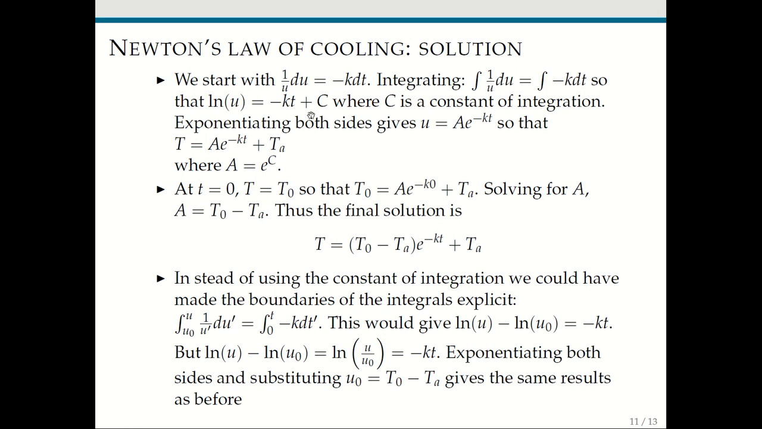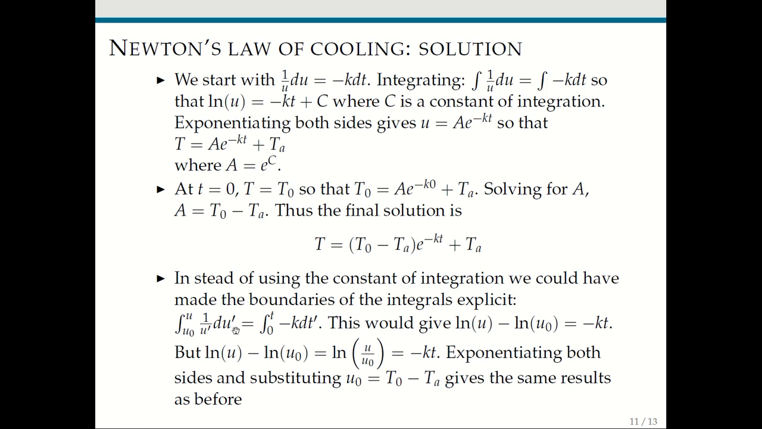Instead of using this constant of integration here, I could have gone about doing the integration in a slightly different way. What I could have done is, instead of using indefinite integrals, use a definite integral and use my initial condition in the bounds of integration. So in this case, I would integrate the left-hand side from some initial value of u, which I call u naught, to some current value u, and I would integrate the right-hand side from the initial time 0 to the current time t.